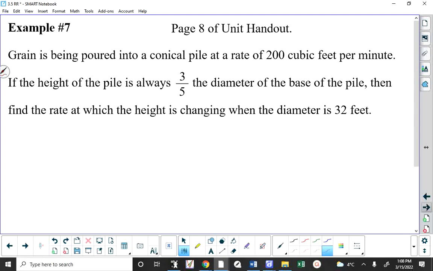Okay, so grain is being poured into a conical pile at a rate of 200 cubic feet per minute. So you've got a pile of grain. The grain's going up an auger. The auger is dumping the grain down onto the pile, and it's forming a cone. The height of the pile is always 3/5 of the diameter.